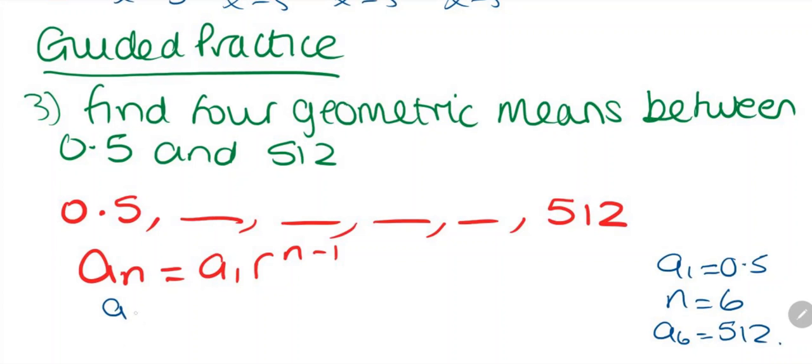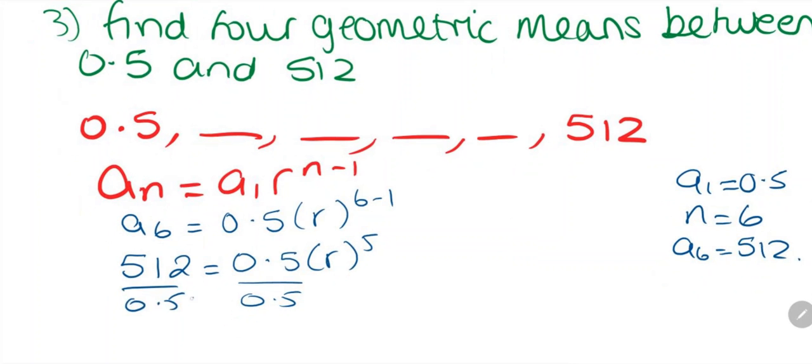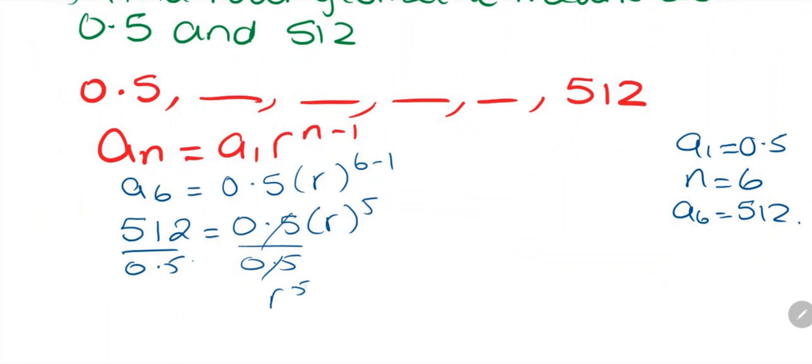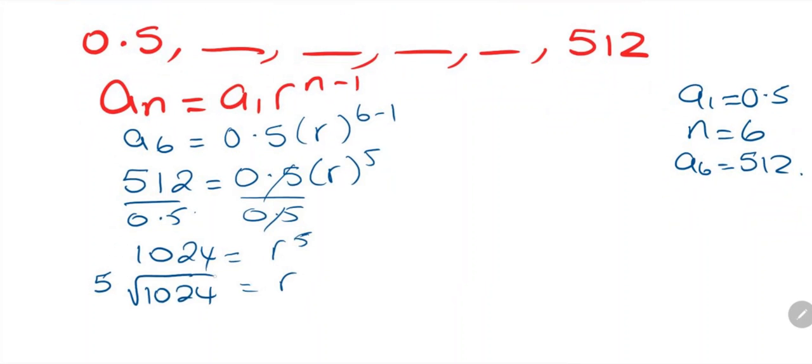So if I put in a6, this is equal to 0.5 times r to the power of 6 minus 1. And we're going to substitute in 512 for a6. So 512 equals 0.5 times r to the 5. Divide both sides by 0.5. So r to the 5 is equal to 1024. So r is going to take the 5th root of 1024. So r is going to be plus or minus 4.